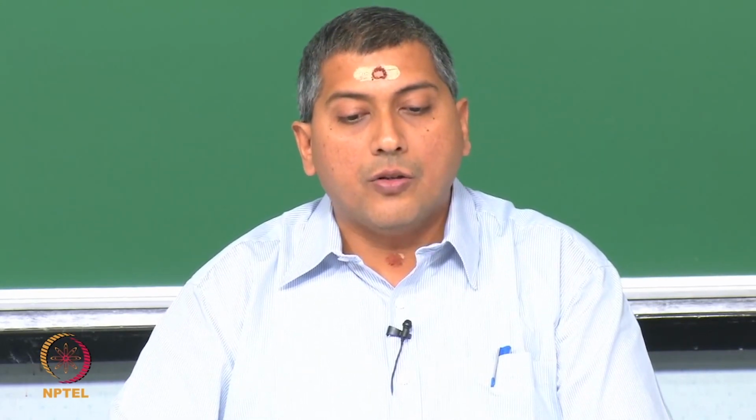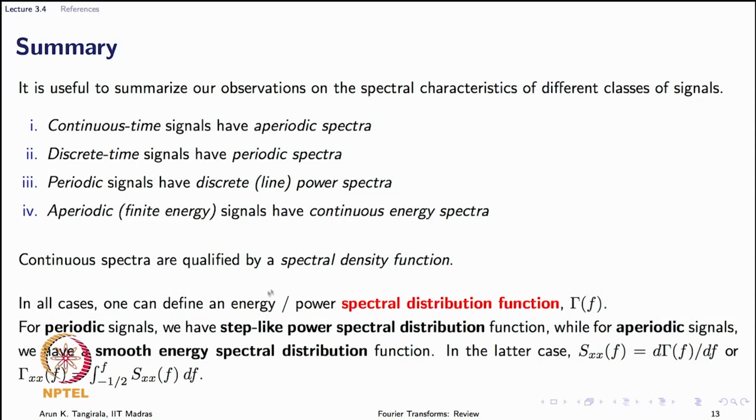So, as I mentioned here, continuous spectra are qualified by a spectral density function. Now, finally, you should also know that in all cases you can always think of a spectral distribution function like the probability distribution function or the mass distribution function in mechanics. For periodic signals, this spectral distribution has a step-like shape. Essentially, the spectral distribution function is going to give me the amount of power contained in all the frequencies from minus infinity up to that frequency.